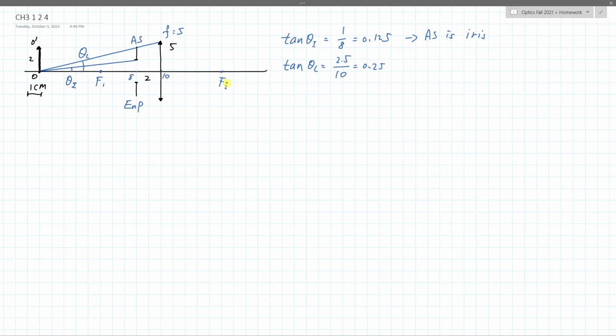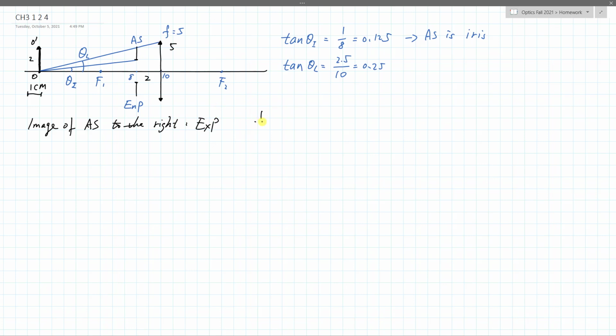Makes it easier if I have the focal points. As we can see, the object is within one focal length, so its image is a magnified virtual image, and that's going to be over here. We can easily calculate that. Let's calculate that in black. We're looking for the image of the aperture stop to the right. So that is the exit pupil.